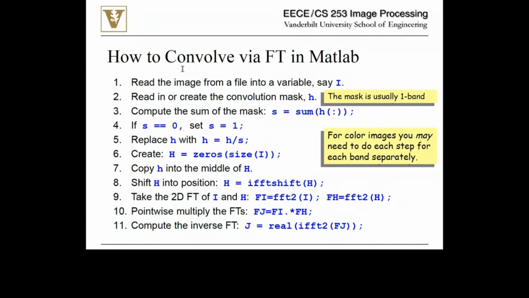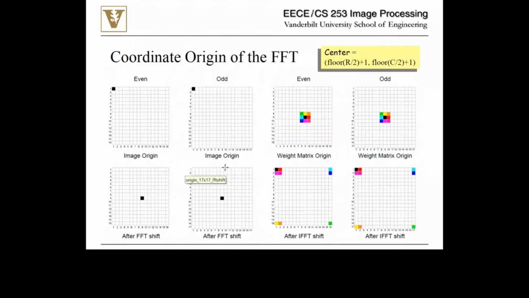Okay, so this is the way to convolve images in Fourier space using MATLAB. And here is what I was explaining before, where the origin of your images is. For instance, for even images, in MATLAB the 0, 0 is always there.